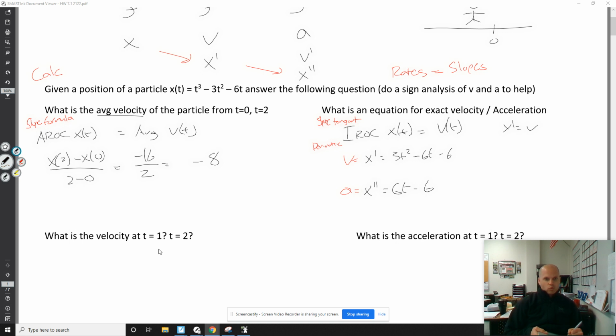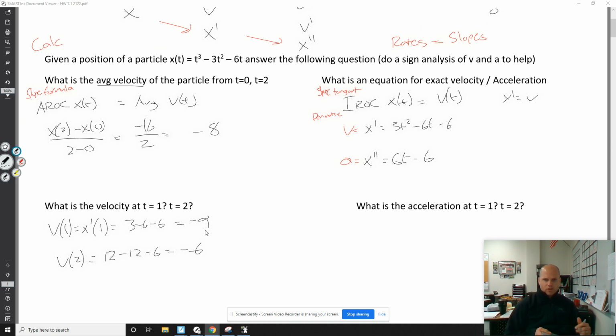So velocity at t equals 1 and t equals 2. So v of 1 is the same as x prime of 1. You don't have to write this, but it's fine. 3 minus 6 minus 6, which is negative 9. V of 2, I'm not going to write x prime of 2, but I can, is 12 minus 12 minus 6, which is negative 6. What's the acceleration at 1? Acceleration is just the second derivative at 1, which is 0. Acceleration at 2, plug in 2 here, 6.